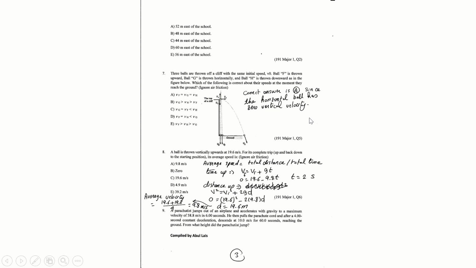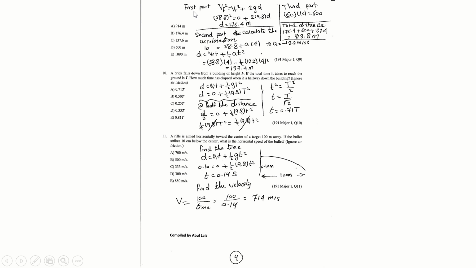So to solve this problem, you need to divide it into three parts. For the first part, you calculate the distance when he was accelerating down. So his final velocity squared equals initial velocity squared plus 2GD. Now the initial velocity was 0, and the final velocity was 58.8, and g is 9.8. So now I can calculate the distance for the first part, which is 176.4 meters.